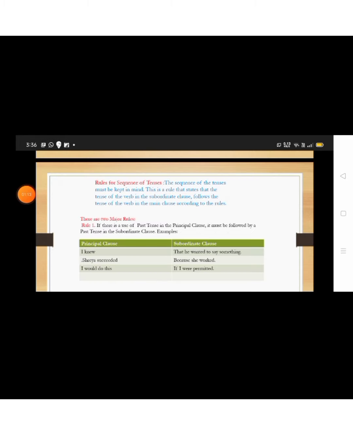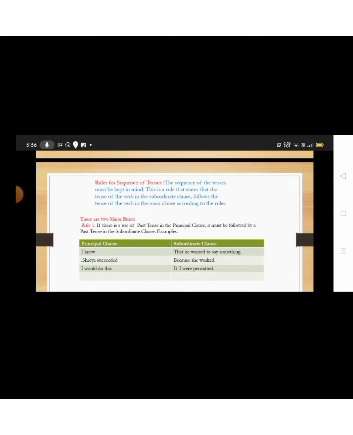Children, there are a few rules for sequence of tenses that should be kept in mind. This is the rule that states that the tense of the verb in the subordinate clause, as I told you, should follow the verb in the main clause. There are two major rules, and rule 1 is if there is a use of past tense in the principal clause, it must be followed by the past tense in the subordinate clause.